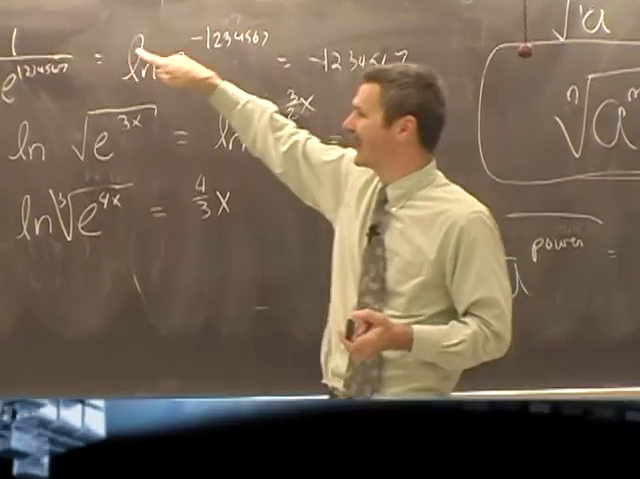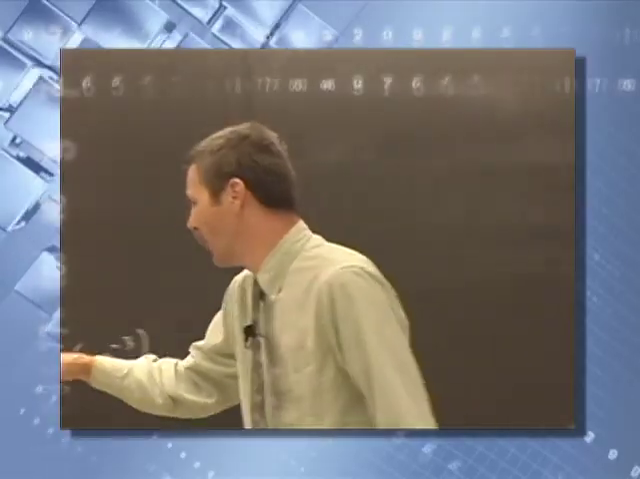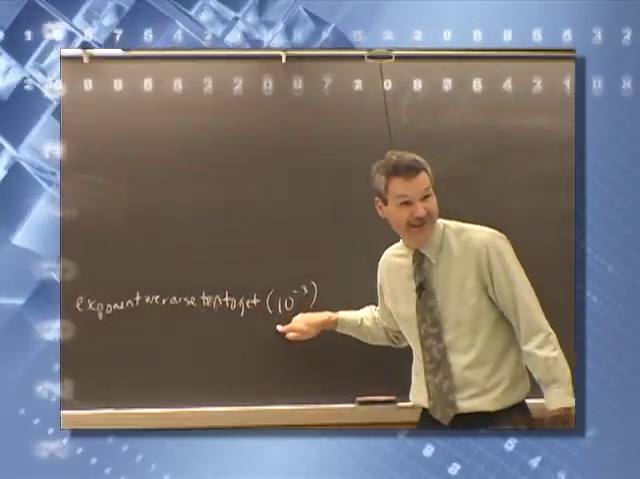When we have something in the denominator, what kind of exponent is showing up? What's the exponent we raise 10 to get 10 to the negative 3?